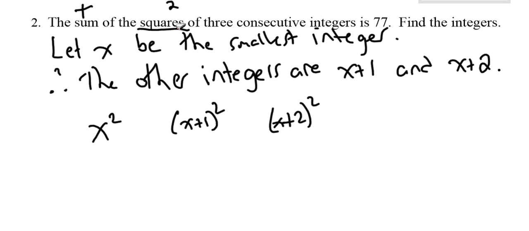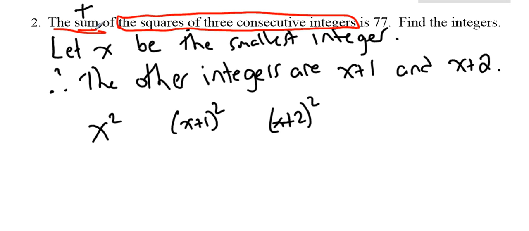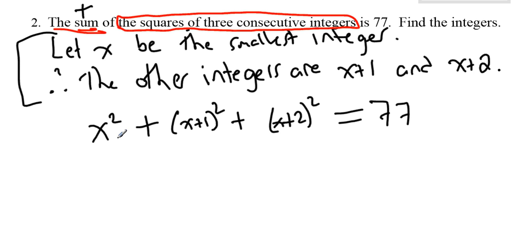You see how we're rebuilding this sentence mathematically. We now have the squares of 3 consecutive integers, and what we really wanted was the sum of the squares. So the sum of the squares of 3 consecutive integers equals 77. In this case, we don't have 2 variables or 2 equations. We have 1 variable, and that led us to 1 equation. We just had to carefully work out what that equation was.